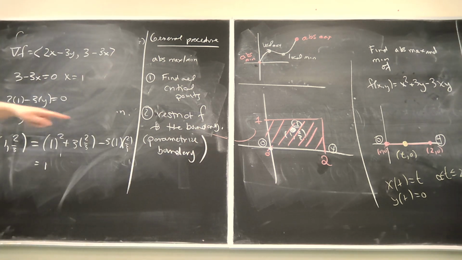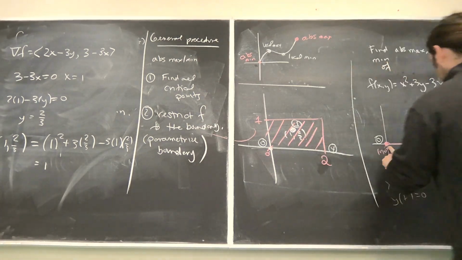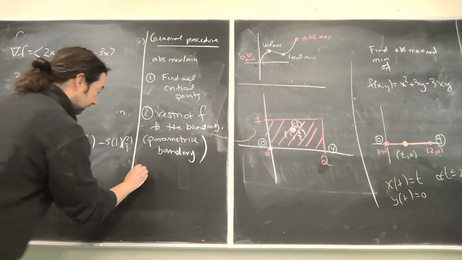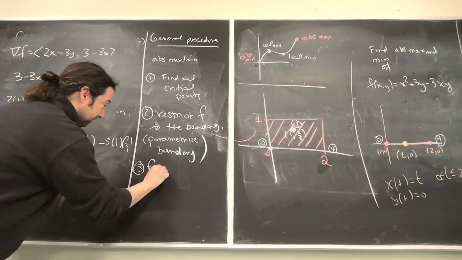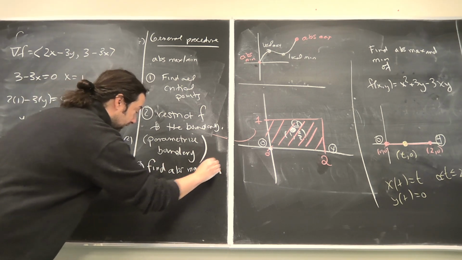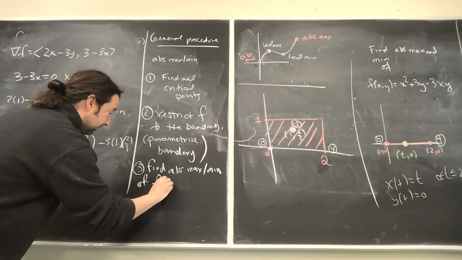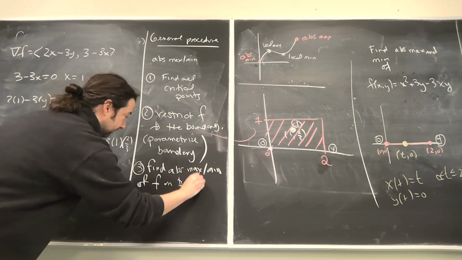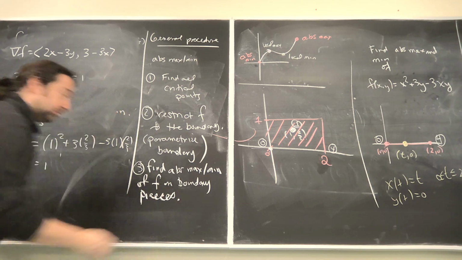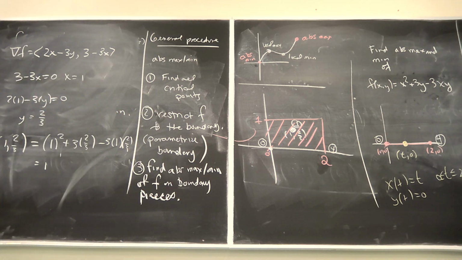That's what we started doing right here. I need to do it 3 more times to fully characterize what's going on at the boundary, but I restrict f to the boundary pieces. Step 3: find the absolute max and min of f on the boundary pieces. If this seems annoying and long, it is annoying and long.